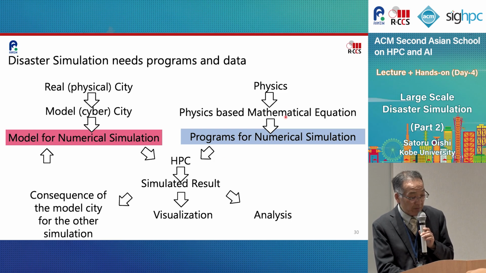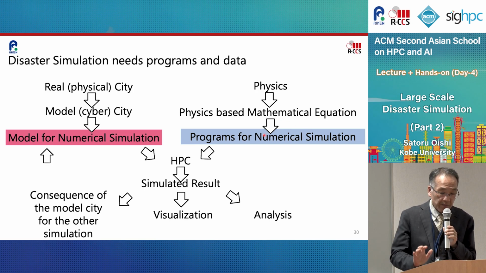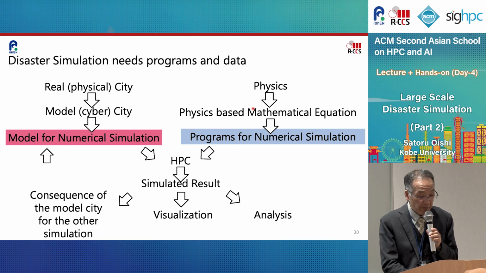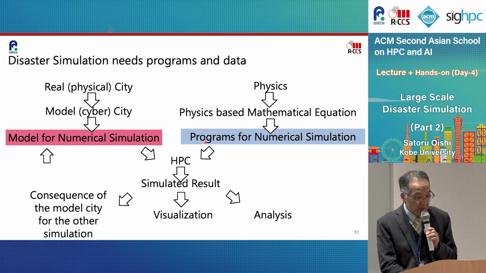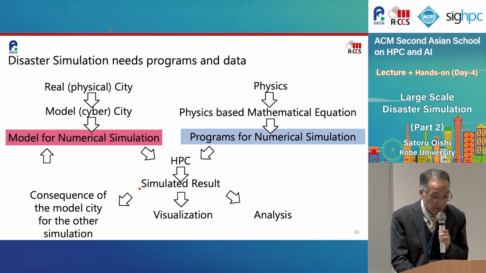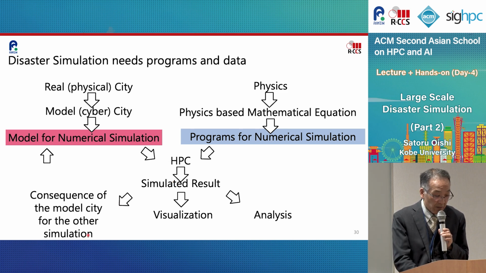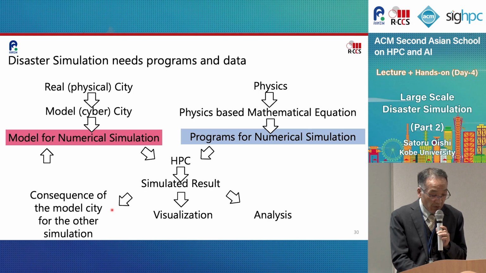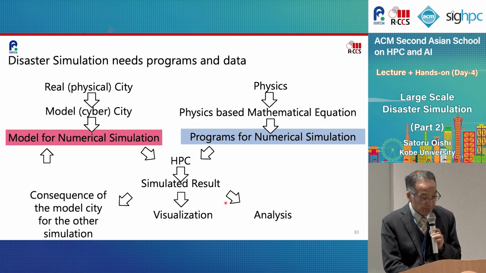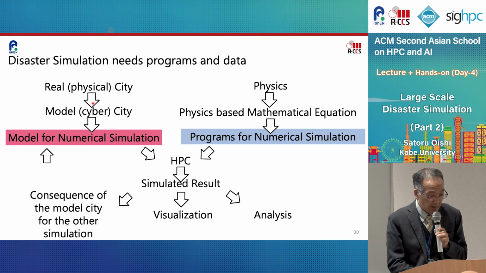And physics-based mathematical equations. Then many people work on programming for numerical simulation of the physics. So both of them are necessary for HPC. And that HPC can simulate the situation. Then we can use the results for analysis, visualization, and so on. So I want to say that this alone is very difficult.